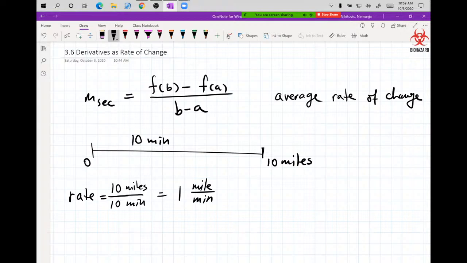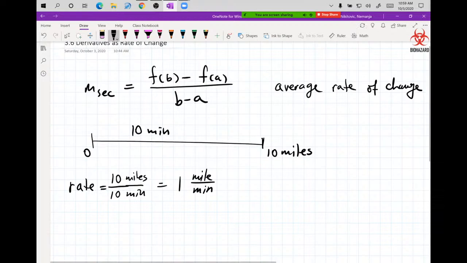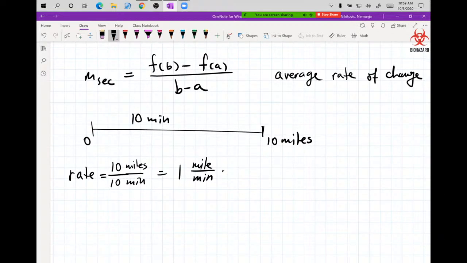Now, you don't like miles per minute, you like miles per hour. So you convert your minutes to hours. You want to cancel minutes, you put them up there. You want to have hours. So now minutes and minutes cancel. 1 hour has 60 minutes. So you have 60 times 1, 60 miles per hour.